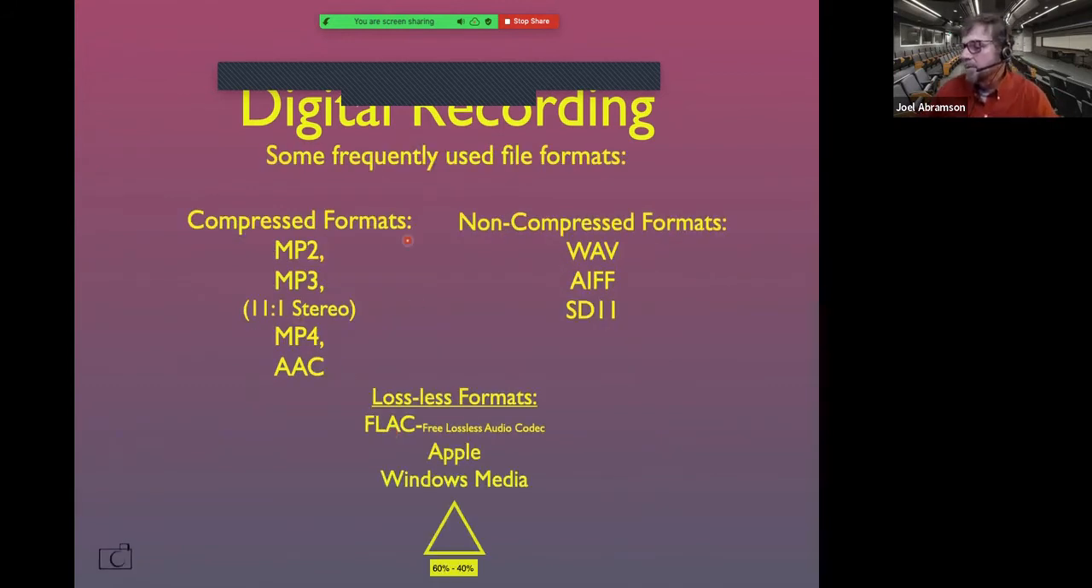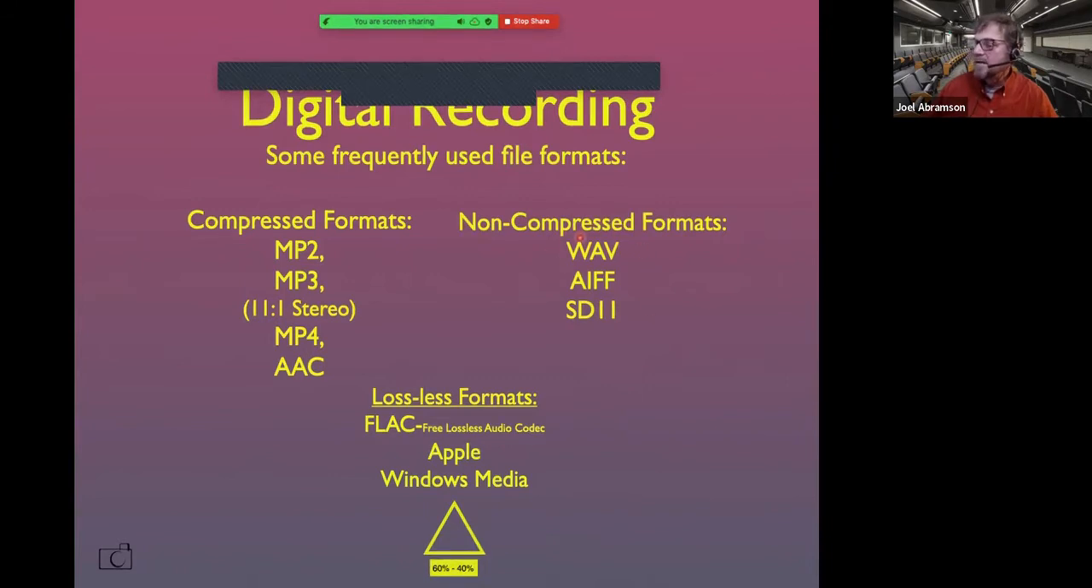Now, these are compressed files. We also look at file types that are compressed, non-compressed, and lossless. And what do we mean by this? We'll start here with the non-compressed file types. Basically, when you have a WAV file, this is an AIFF, which is a Mac version of a WAV file. Sound Designer 2, for any of our Pro Tools warriors out here, was a file type that Pro Tools used once back in the day, right?